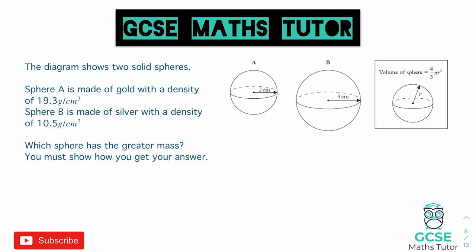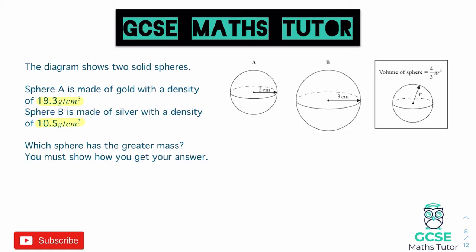Okay, so having a look at this, it says sphere A is made of gold, with a density of 19.3 grams per centimetre cubed. Sphere B is made of silver with a density of 10.5 grams per centimetre cubed. Which sphere has the greater mass? And you must show how you get your answer. So we need to show all of our working out here.